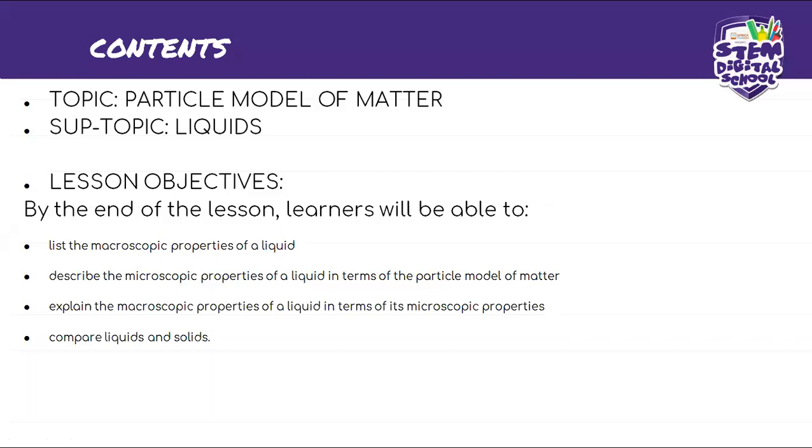By the end of this lesson, you should be able to describe the macroscopic properties of a liquid. You should be able to describe the microscopic properties of a liquid in terms of the particle model of matter. You should also be able to explain the macroscopic properties of a liquid in terms of its microscopic properties. And you should be able to compare liquids and solids. All right, let's start.